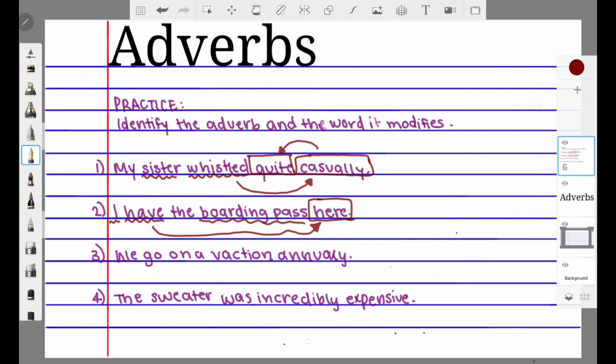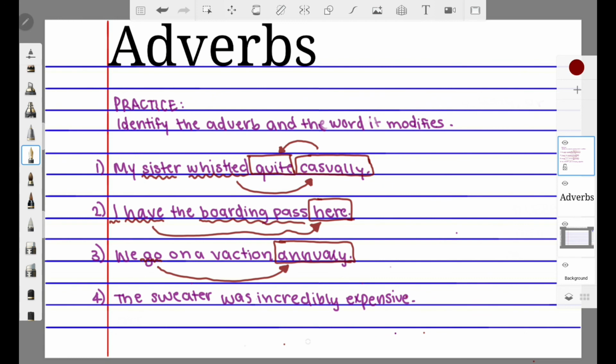All right. For number 3, "We go on a vacation annually." So go is your verb, and go is modified by annually. Annually tells how much, so basically to what extent, almost. How frequently do you go on vacation?